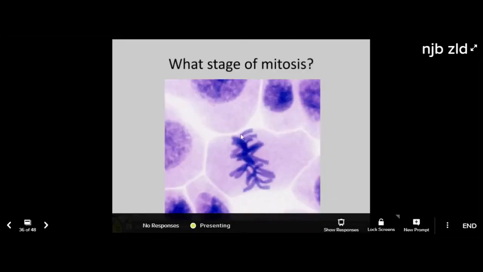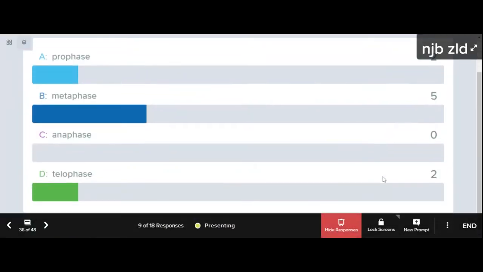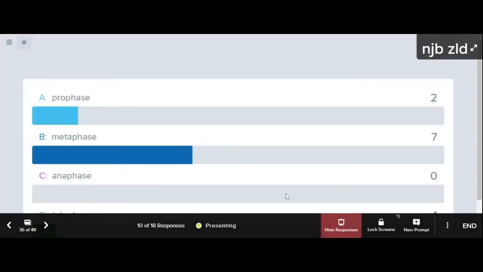What stage is this then, we hobbits? This stage right here is metaphase. Excellent. Good. Metaphase. Very good. Excellent job. I knew you were smarter than hobbits.